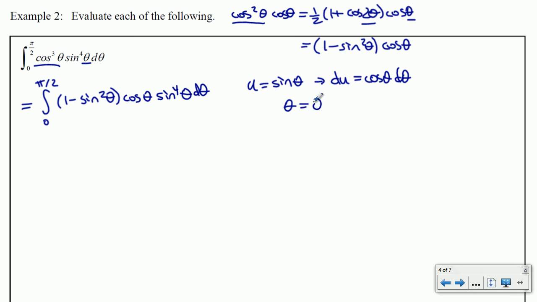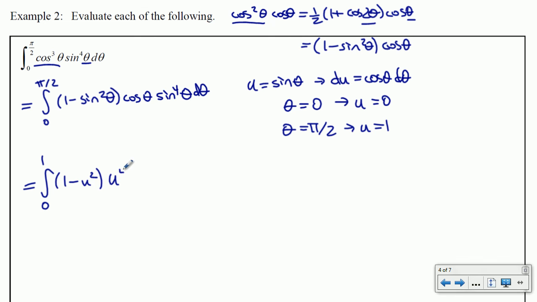So when theta equals 0, u equals sine of 0, so sine at 0 is 0. And when theta equals pi over 2, sine at pi over 2 is 1. So now we can rewrite this integral from 0 to 1. We would have 1 minus u squared, and cos theta d theta is equal to du, and then sine to the 4th theta would be u to the 4th.